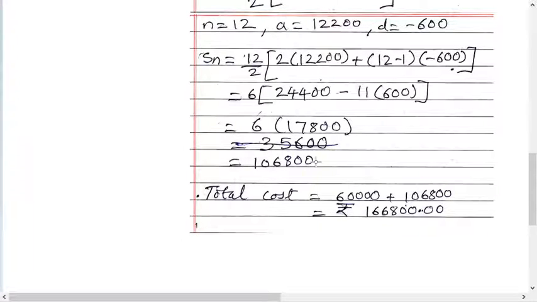So this is the total of the installments, but initially he had paid 60,000. So the total cost is what? Add this, you will get 166,800. That is the required answer.